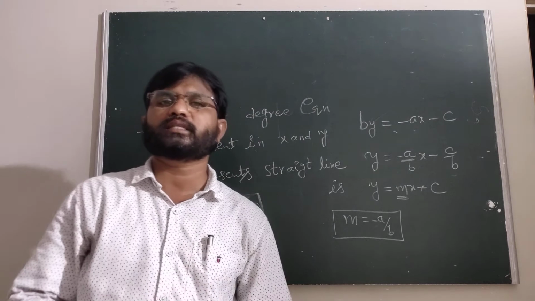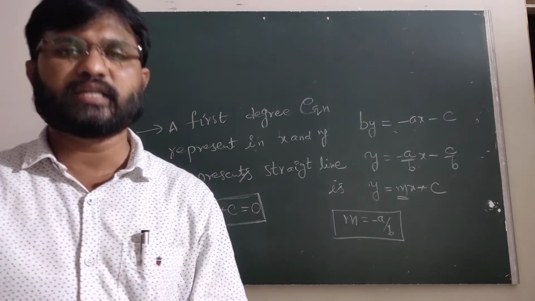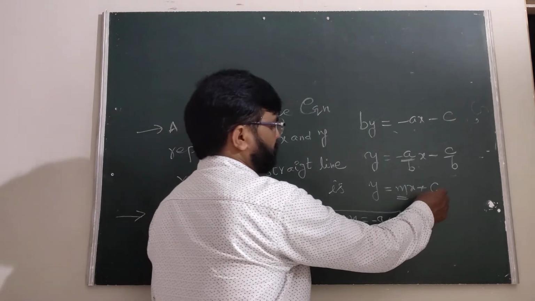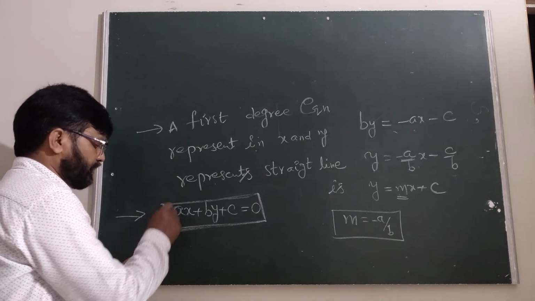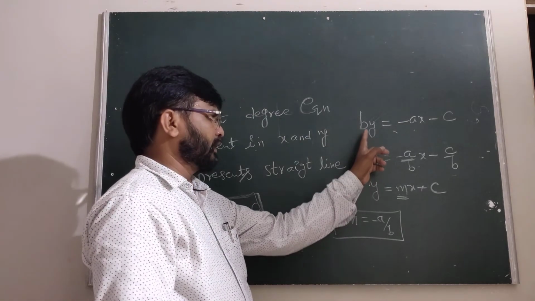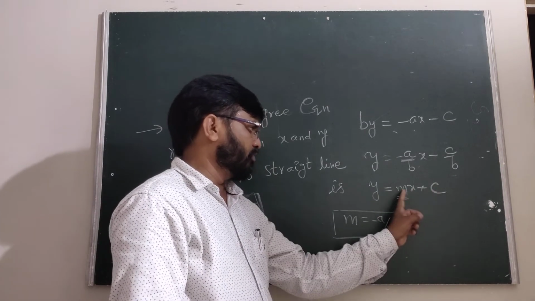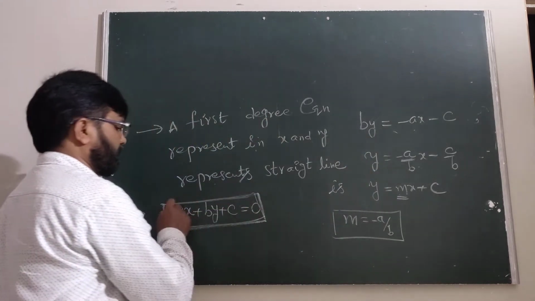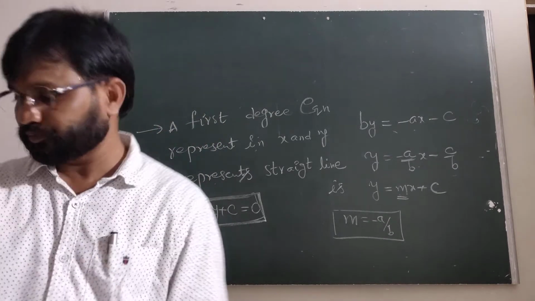We know that y equals mx plus c always represents a straight line. In the previous class we discussed that y equals mx plus c is the straight line having slope m and y-intercept c. So for the first degree equation in x and y, we take by on the left hand side and send b to the other side. Compared with y equals mx plus c, where m is minus a by b, this always represents a straight line having slope minus a by b.